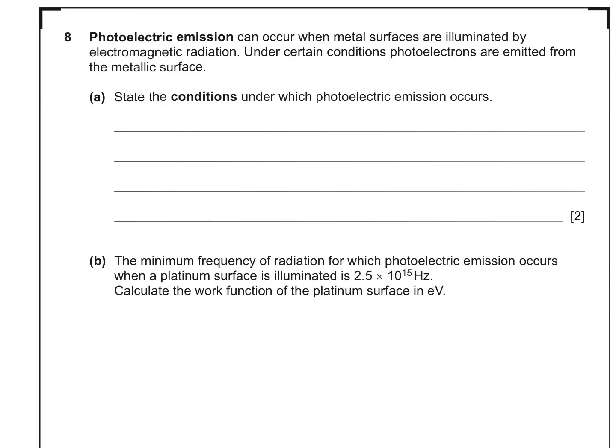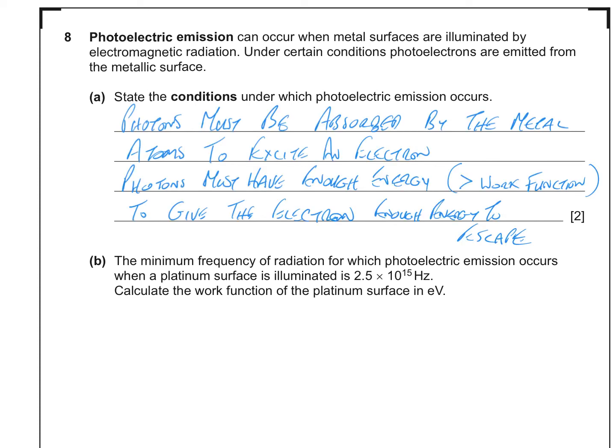Question 8. Photoelectric emission can occur when metal surfaces are illuminated by electromagnetic radiation. Under certain conditions, photoelectrons are emitted from the metallic surface. State the conditions under which photoelectric emission can occur. So you have to have the photons absorbed by the metal atoms to excite the electrons and give them energy, and the photons must have enough energy to overcome the work function to give the electron enough energy to escape from the atom.